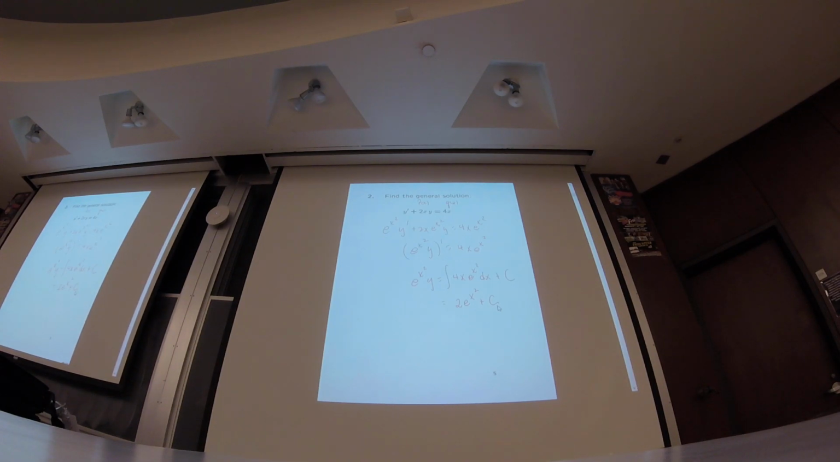You could quickly check: what's the derivative of 2e to the x squared? It is 2e to the x squared times the derivative of x squared, which is 2x, times the 2, which is that. So therefore, y is 2 plus c e to the minus x squared.